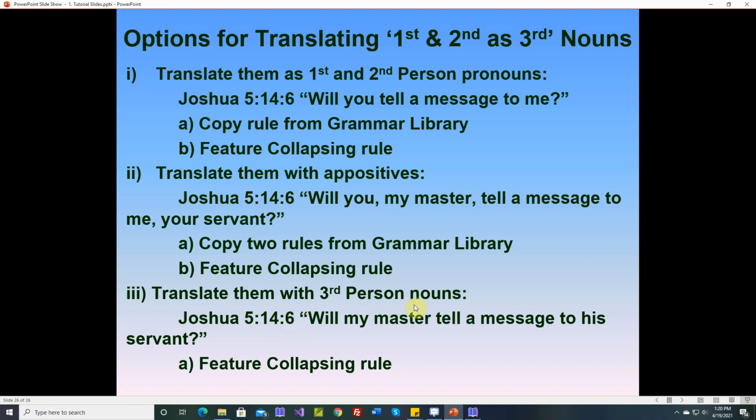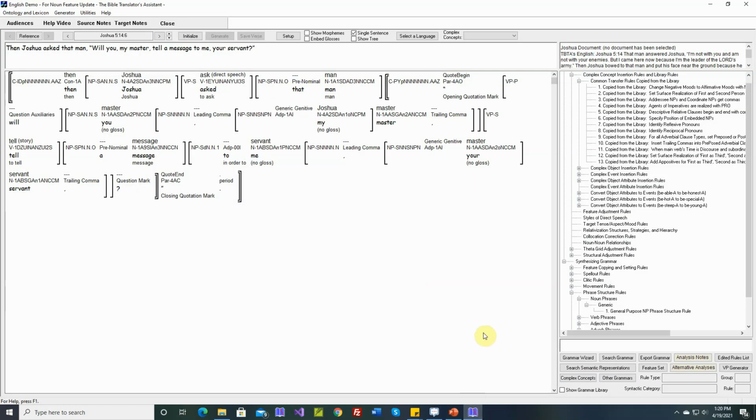The third option is the literal one. Translate them with third person nouns. Will my master tell a message to his servant? For that option, we don't want either of these grammar rules, but I'm not going to delete them. I'm going to just turn them off.